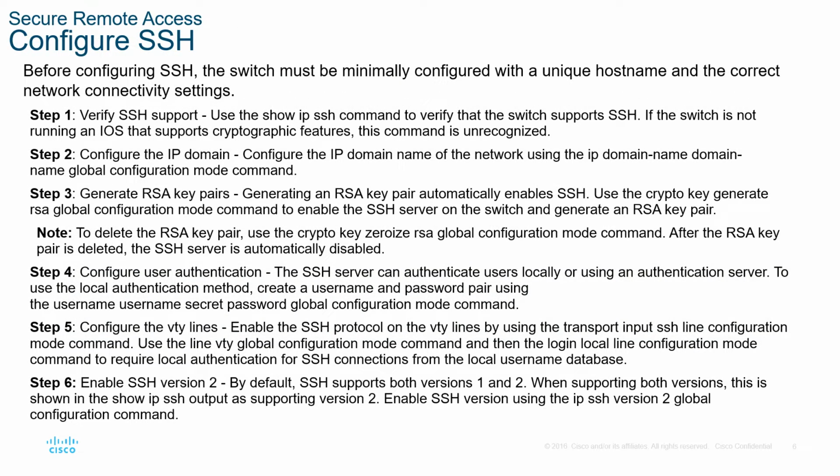And these are the different steps. You need to verify SSH support, then set up a domain name. You need to generate the RSA key pairs using the crypto key generate rsa command. Then you set up a username and password. You enable the SSH protocol in the line VTY. And that's step 5. And the last step is to enable SSH version 2. There's a command for that also.